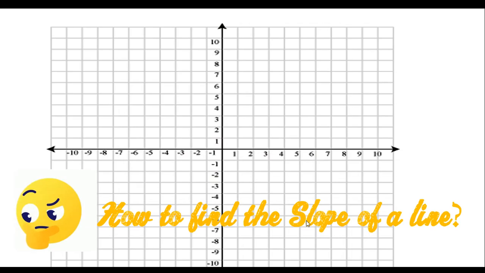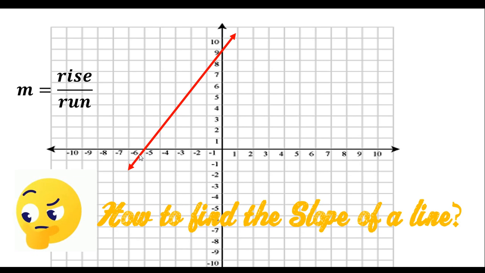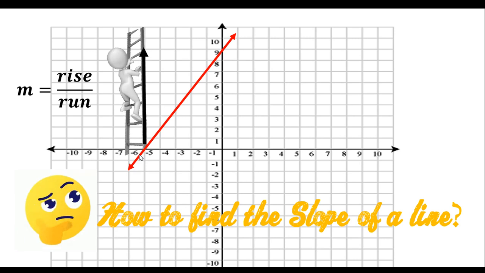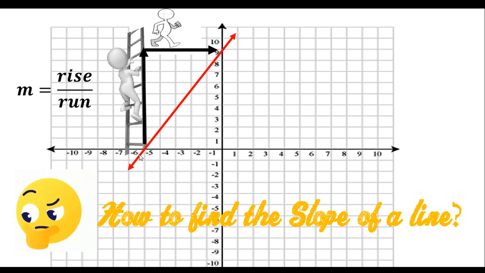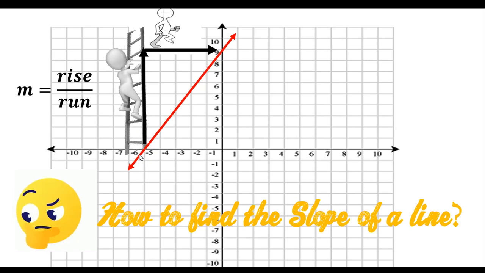Now let's proceed to finding the slope of a line. We can find the slope of this line given this formula, rise over run. With regard to the sign, just remember this. If you rise upward and if you run to the right, the sign is both positive.